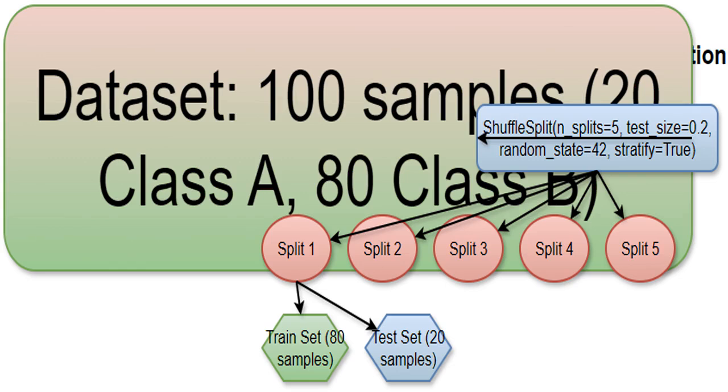This tells us the size and composition of the data we're working with. We have a total of 100 samples, 20 of which belong to Class A, and 80 belong to Class B. This class imbalance will be important to keep in mind when evaluating the stratified sampling.